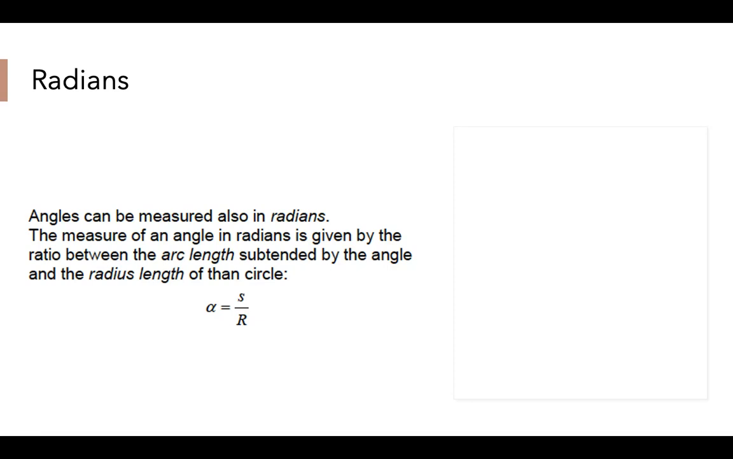Now, we are going to move on to a new angle measurement called radians. Angles can also be measured in radians. A radian is a ratio between the arc length and the radius length of a circle. So this is the formula to represent a radian. What do I mean by this?